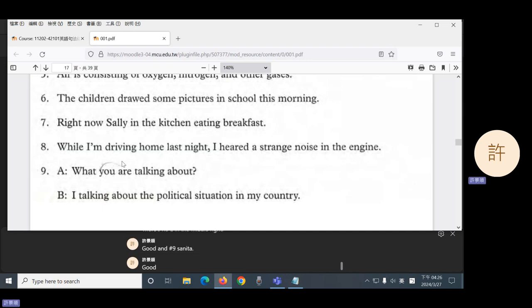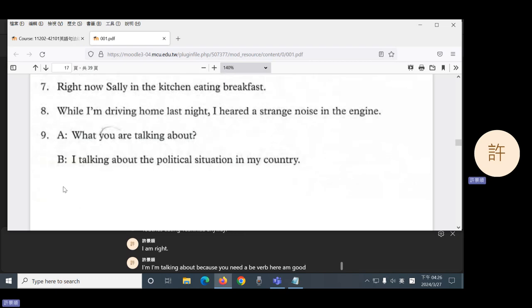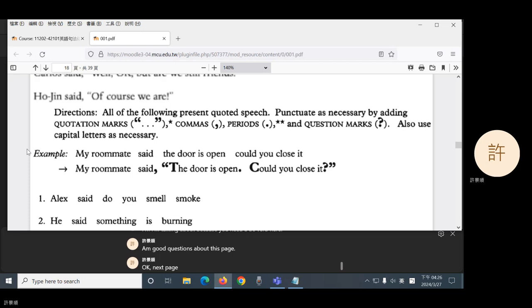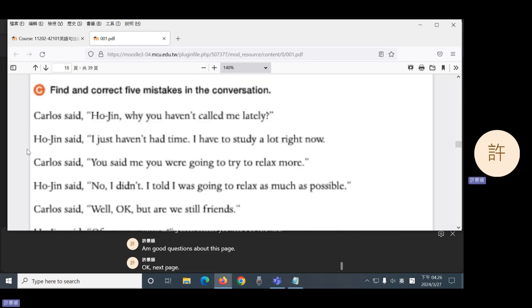Good. What are you talking about? I am, right? I'm talking about, because you need a be verb here, am. Good. Questions about this page? Okay, next page. There are five mistakes in this conversation. I will give you 5 minutes.